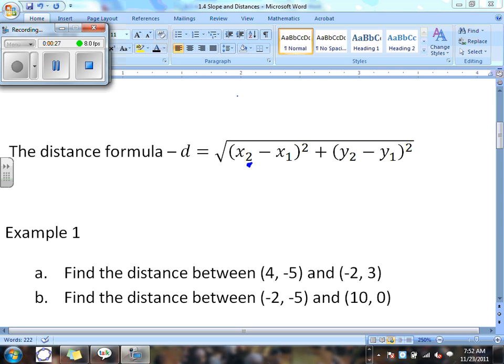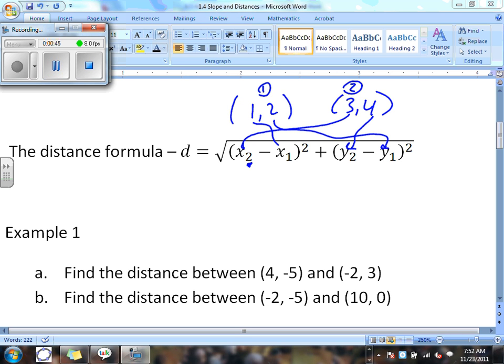So like maybe I have the point 1, 2 and the point 3, 4. When it says a 2, it's the second point. When it has a 1 subscript, it's the first point. So the x value of the 2 would come here, the y value of the 2 would go there, x value of the 1, y value of the 1, and so forth. And all we have to do is plug in numbers and solve for the distance.